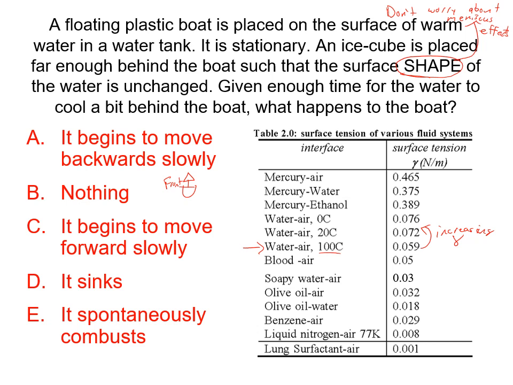The water is going to be warm here, which means it's going to be relatively low surface tension. And back here it's going to be cold, which means it's going to be relatively high surface tension. A higher surface tension means that it wants to pull on the object, and therefore we are going to get a net force towards the cold water, and the boat will begin moving slowly backwards, which is quite an interesting result.